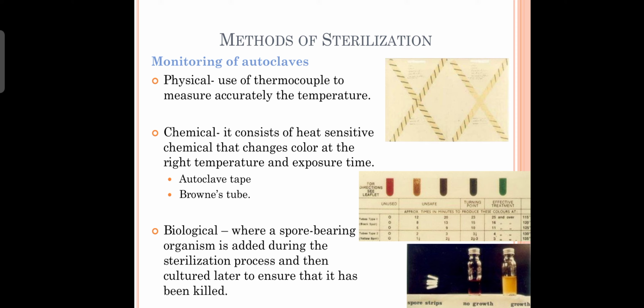Next is biological, where a spore bearing organism is added during the sterilization process and then cultured later to ensure that it has been killed. With this we have completed all the methods of physical sterilization. In the next class we will be studying the chemical methods of sterilization. Thank you everyone.